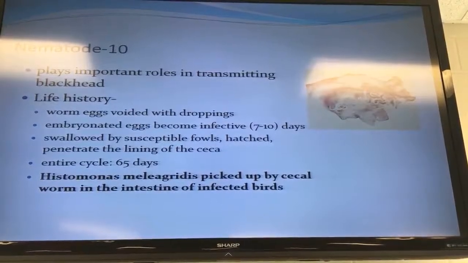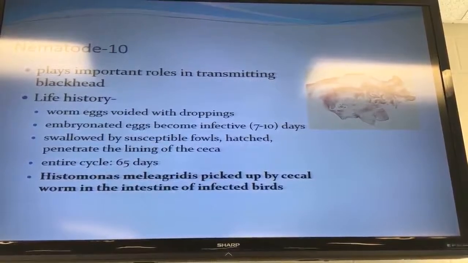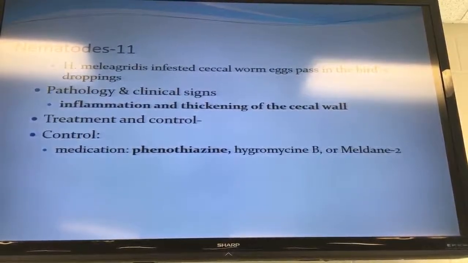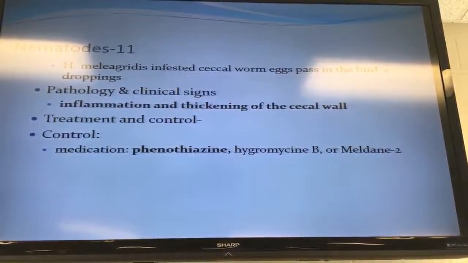I wanted you to know that they can transmit Histomonas meleagridis, which causes blackhead disease. Okay? They pretty much have a direct life cycle for the most part. Again, at the least you can see when you just have cecal worms, there will be thickening of the cecal wall for the most part, because the worms are embedded in there. So thickening of the cecal wall.